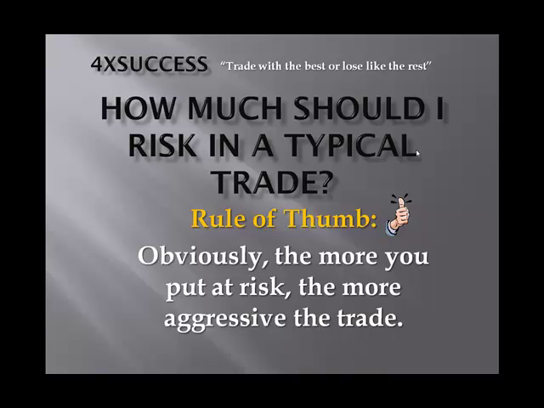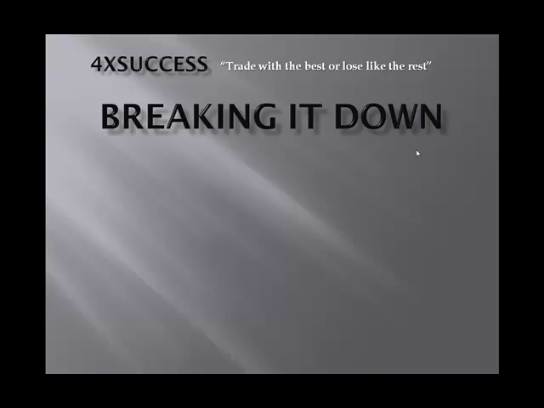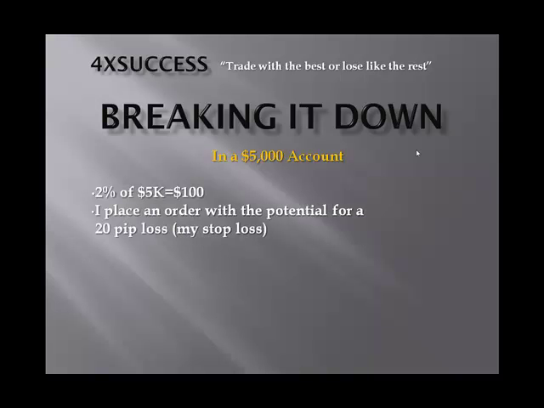Obviously, the more you put at risk, the more aggressive the trade. 1% less aggressive, 2 a little higher, 3 higher still. So keep that in mind. The percentage will dictate the level of risk. Okay, so let's just break it down a minute. Let's assume we've got a $5,000 account, and so we're going to split the difference between 1 and 3, and we're just going to say 2. So what is 2% of a $5,000 account? That obviously would be $100. So we're not going to risk losing more than $100 in any given trade.